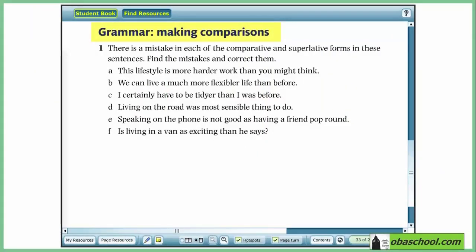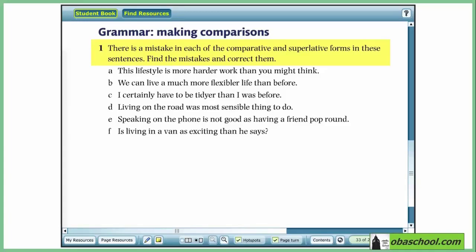Grammar: making comparisons. Exercise 1 states, there is a mistake in each of the comparative and superlative forms in these sentences. Find the mistakes and correct them. So, there is a mistake in each of the comparative and superlative forms in these sentences from A to F. We have to find these mistakes and correct them. So in every sentence there is only one mistake.